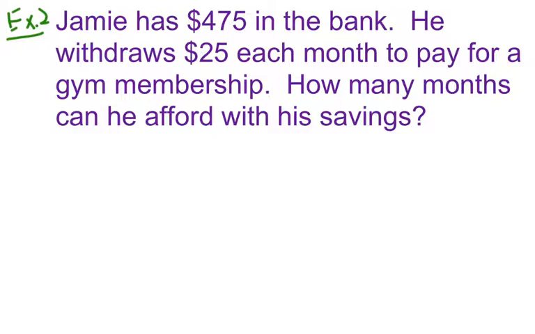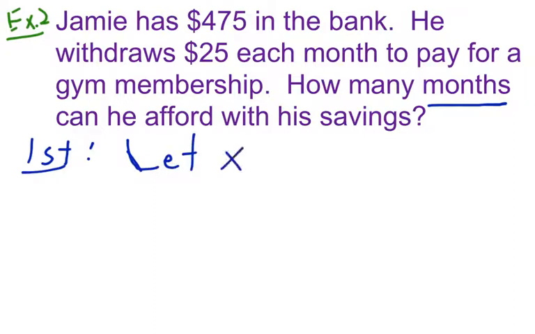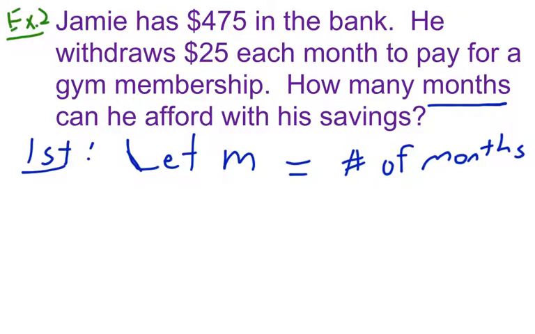Alright, so break it down into our steps. Our first step is, what do we not know? Well, the question says how many months can he afford with his savings? So we're going to say let x be the number of months. Or we could even let it be m. That may make more sense. So let m equal the number of months that he's paying for his gym membership.